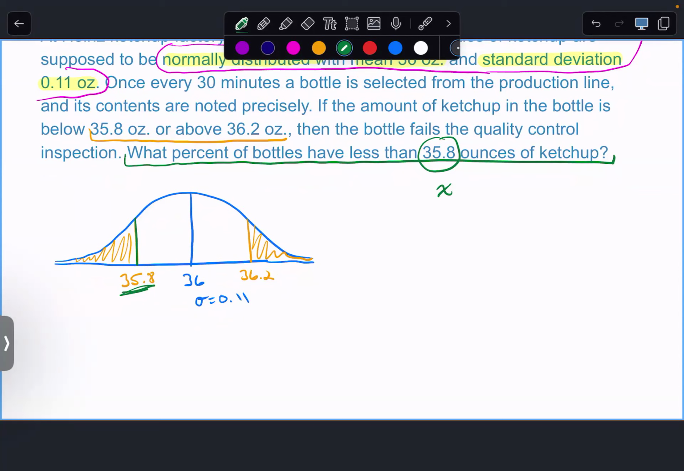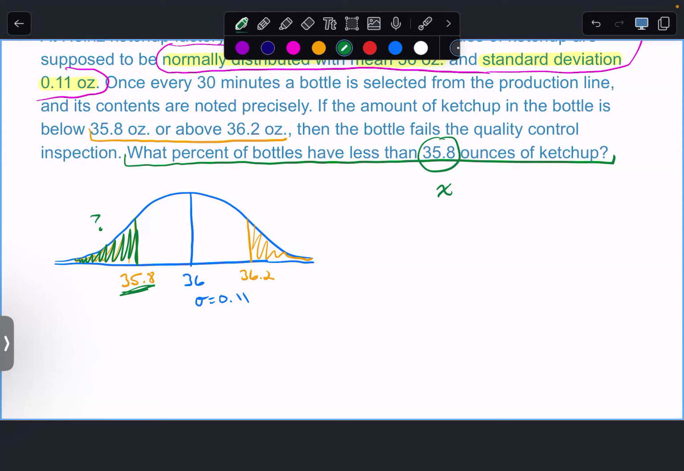And so really what I want to find, if I want to find a percentage or a probability, that's an area under the curve, right? And so what am I going to do? I'm going to find this area here for this particular question.